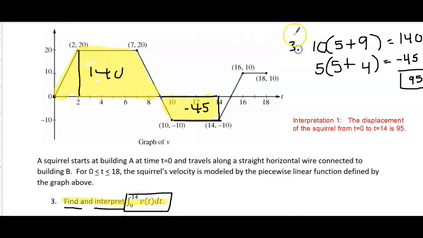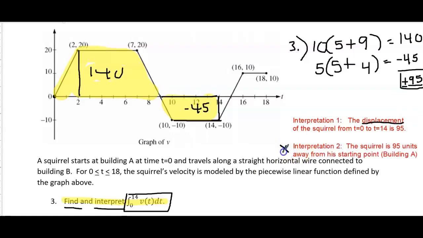Now that's one way you can interpret it, but I like to make sure that you guys actually know what displacement means as well. So there's a better interpretation, in my opinion. The better interpretation is where, instead of using the word displacement, you actually just explain that in your answer. So displacement tells you how far the squirrel is away from where he started. This is a positive 95. And so that means that the squirrel is 95 units away from, or actually we should say to the right of, his starting point.